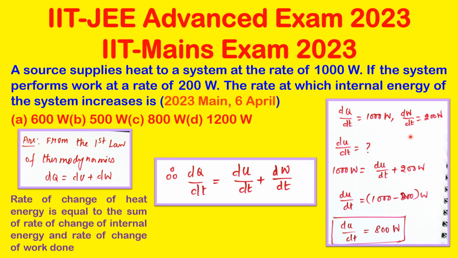Now, taking the 200 to the left hand side, du by dt is equal to 1000 minus 200, in watt. Therefore du by dt is equal to 800 watt. That means the rate of change of the internal energy under this condition is 800 watt. The remaining heat is utilized to raise the internal energy of the system, about 800 watt.